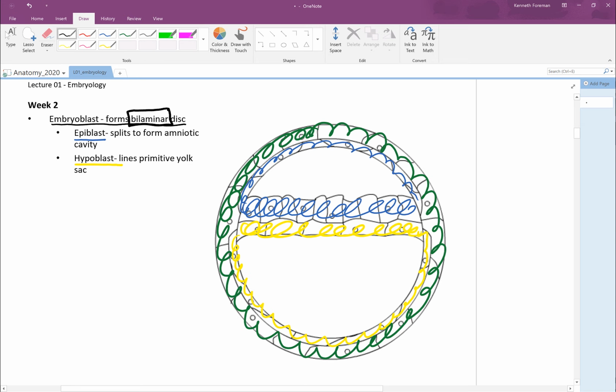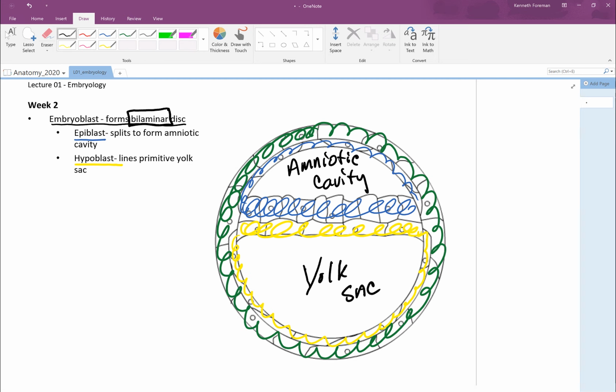Previously we labeled this the yolk sac, and it is still referred to as the yolk sac. But now we also have one more hollow area, and this hollow area is called the amniotic cavity. Amniotic fluid is a very common term in pregnancy, and that's where the baby sits inside this fluid. We'll explain how this amniotic cavity eventually engulfs the entire structure or fetus.